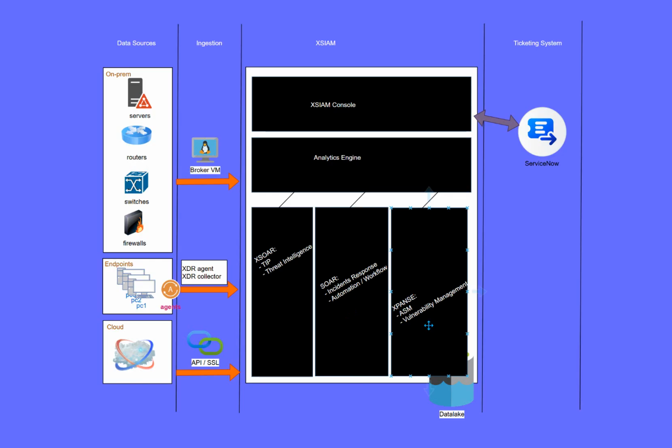You also have Xpanse. They call Xpanse ASM, the attack surface management. So basically that's your vulnerability management. So for all of XSIAM, in the backend you have a built-in data lake for all your log storage, things like that. Like I mentioned earlier, you can integrate your XSIAM with your company's ticketing system like ServiceNow. So this video just gives you a quick architecture of Palo Alto's XSIAM.